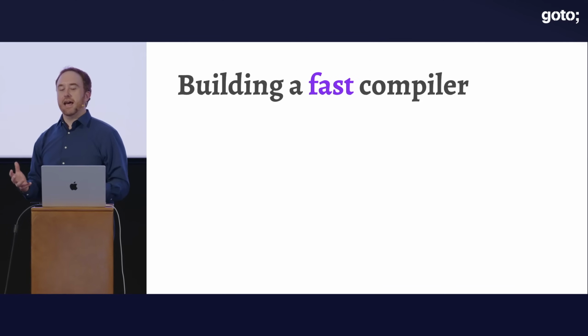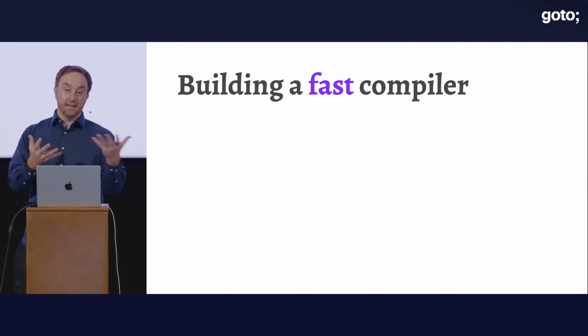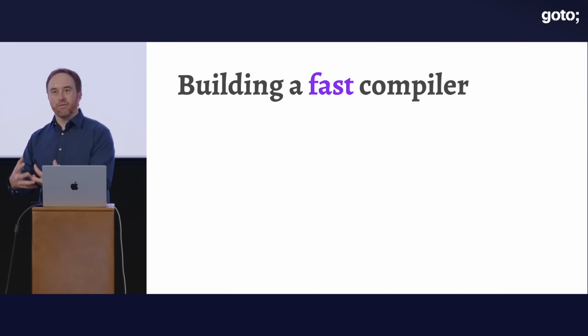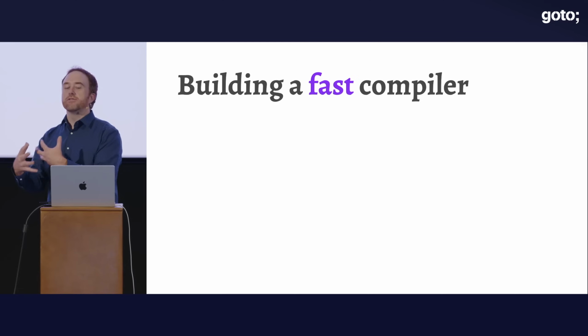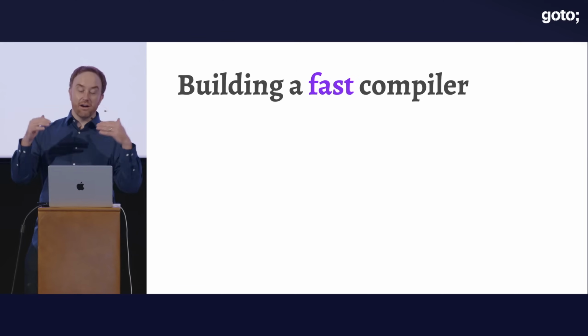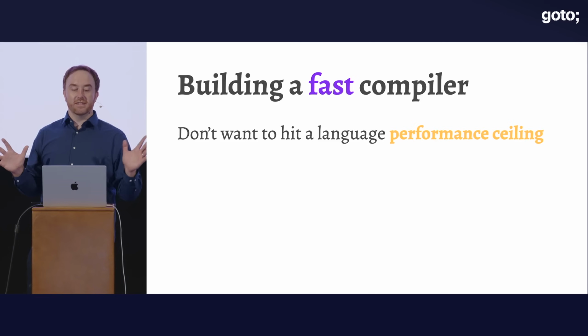Sometimes what can happen is you choose a particular language for a task, like building a compiler. You get partway through and you realize, I can't squeeze any more performance out of this language because there's a garbage collector. There's something in my way that I just can't push through to make it any faster. The only way to get it to go faster is to rewrite in a language that has a higher performance ceiling. So I didn't want to hit one.